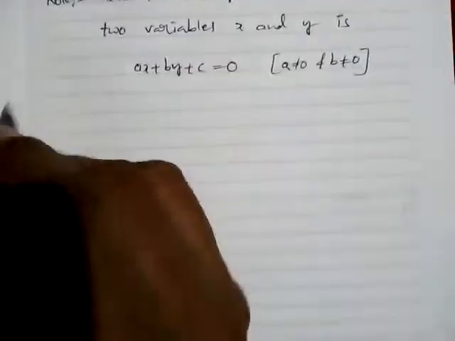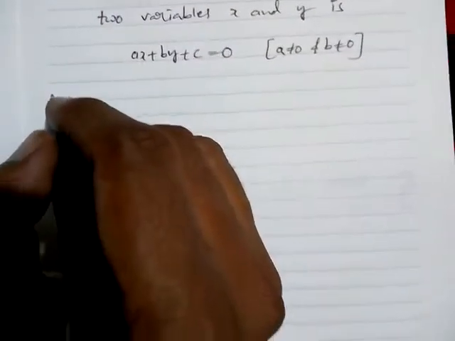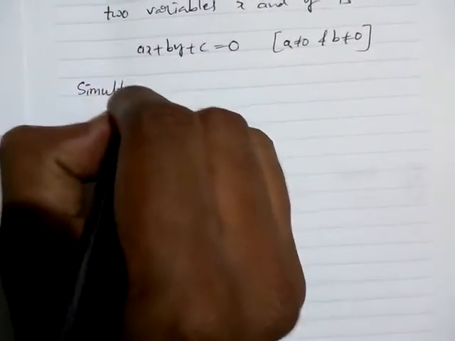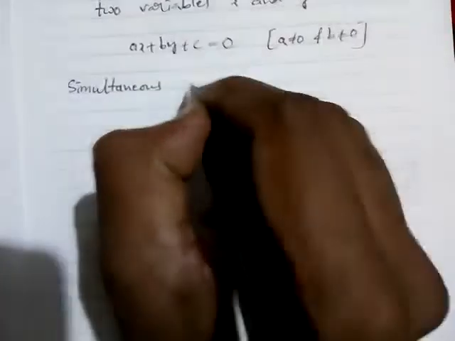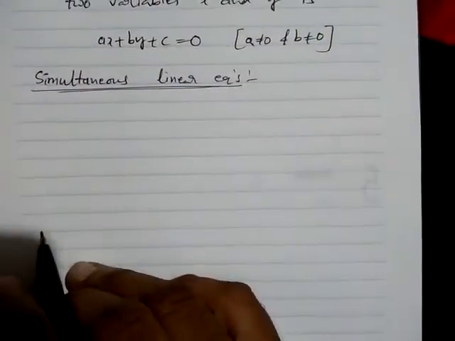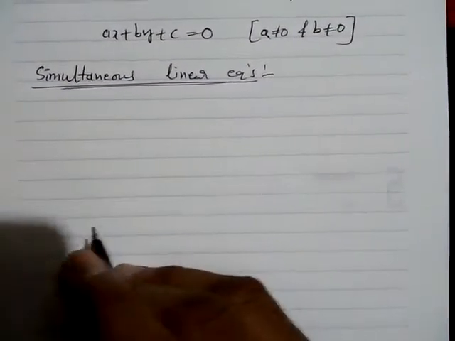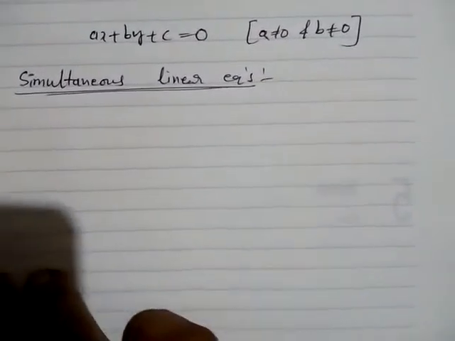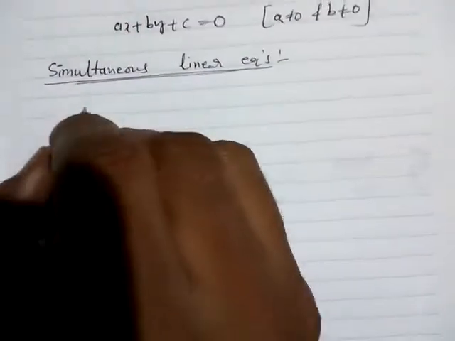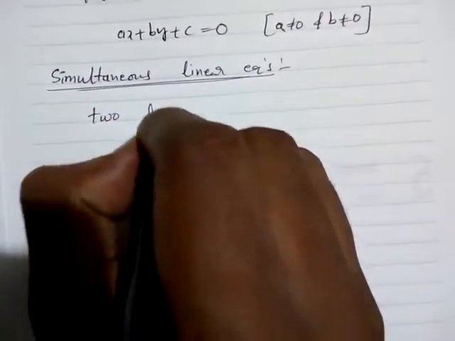That is general form. Next one, simultaneous linear equations in two variables. Simultaneous linear equations. Two linear equations are satisfied by the same pair of values of x and y, then the equations are called simultaneous linear equation.